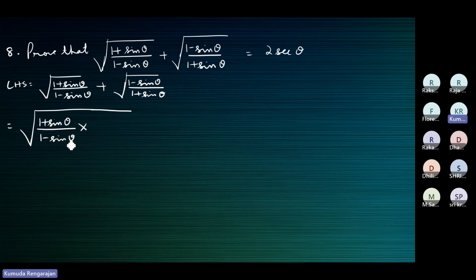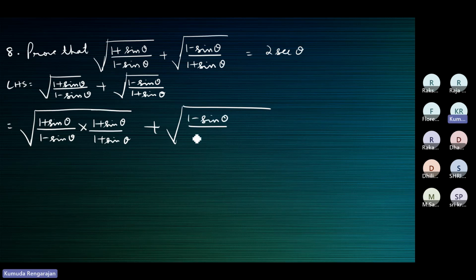So the denominator is 1 minus sine theta. We'll multiply the numerator and denominator with 1 plus sine theta, the opposite sign. The same thing in the other one: 1 minus sine theta divided by 1 plus sine theta. We'll multiply the numerator and denominator with the opposite sign. The denominator is 1 plus sine theta, so we'll multiply and divide with 1 minus sine theta.